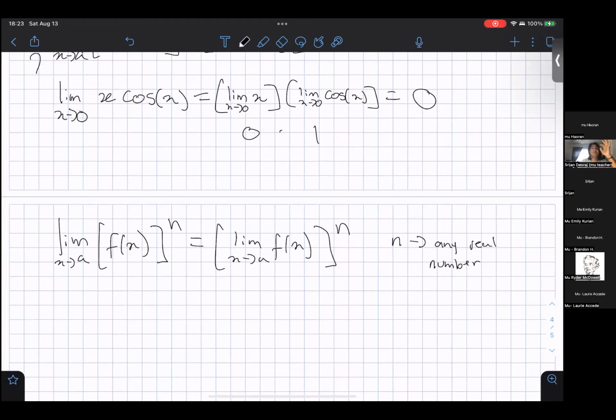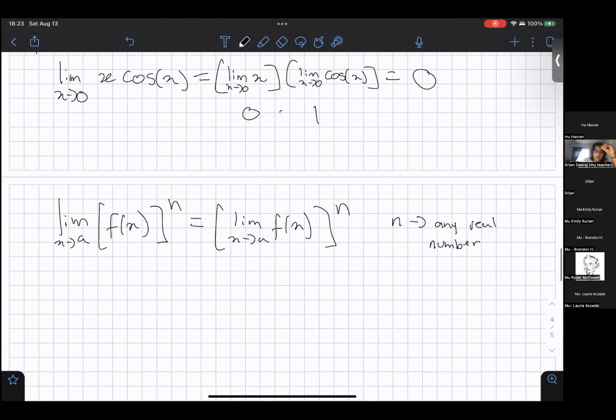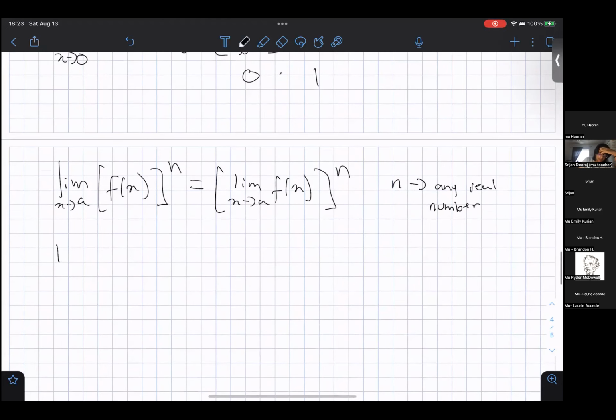At least that's what Paul's online note says. But again, be careful, because let's say you had the limit as x approaches 0 of x to the 1/2. We saw a couple minutes ago that this does not exist, but this property basically tells you that this is equal to the limit as x approaches 0 of x to the 1/2. But that's wrong, because then you get that this is equal to 0 when in reality it does not exist. So that's why limits can be kind of finicky and weird.